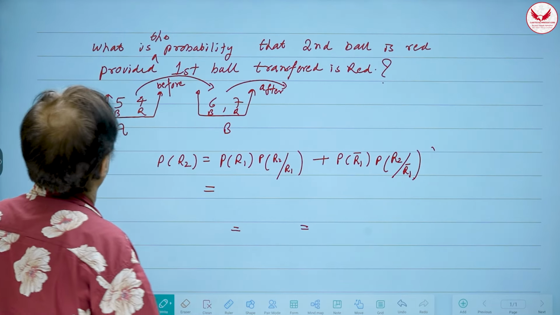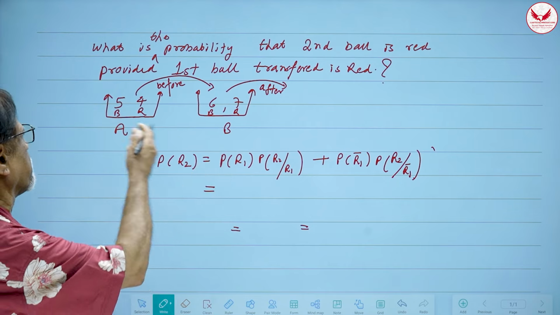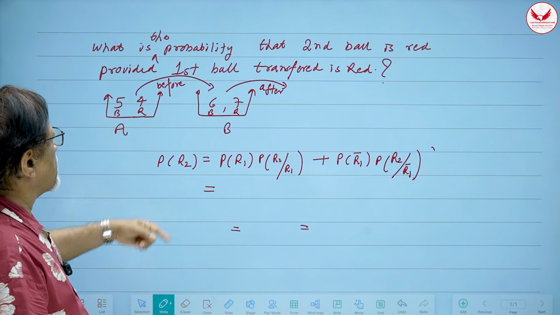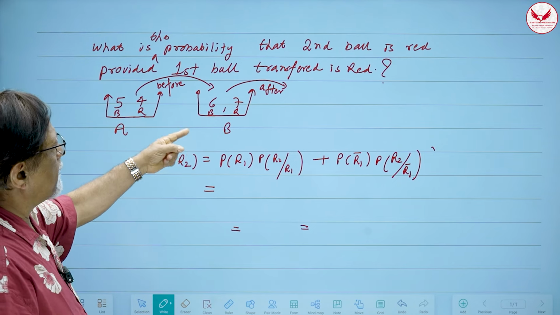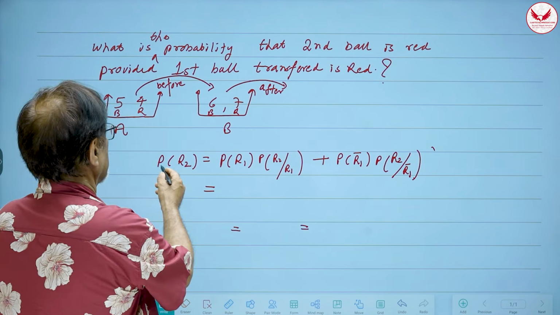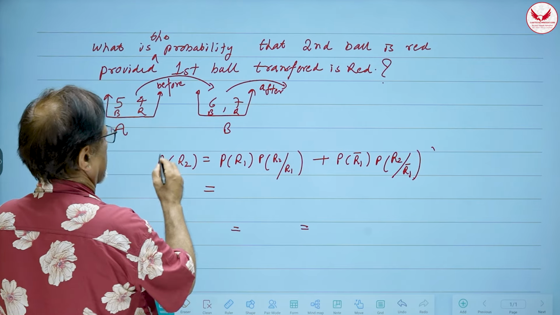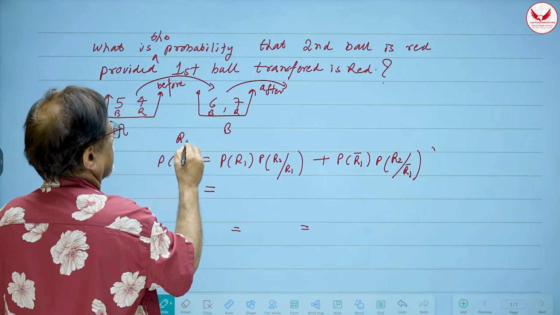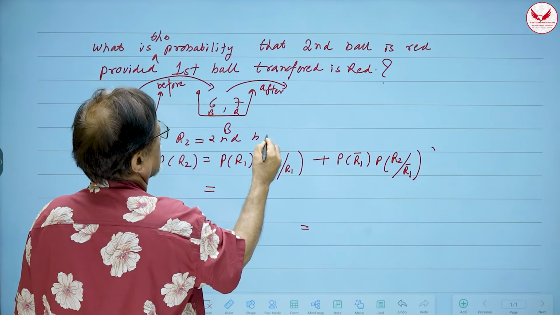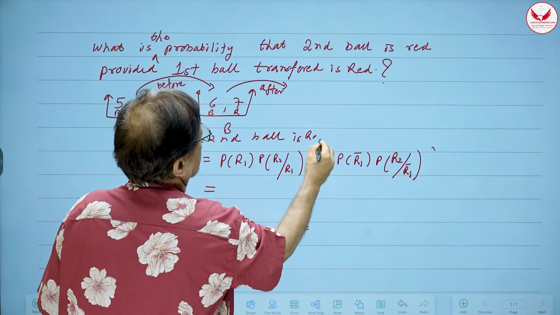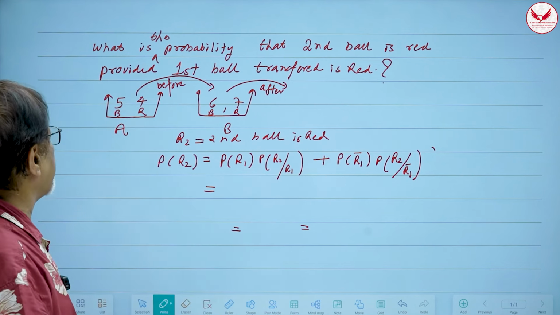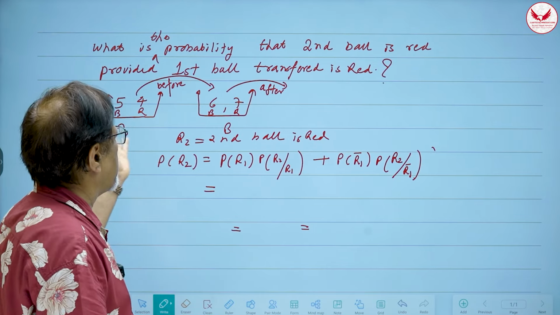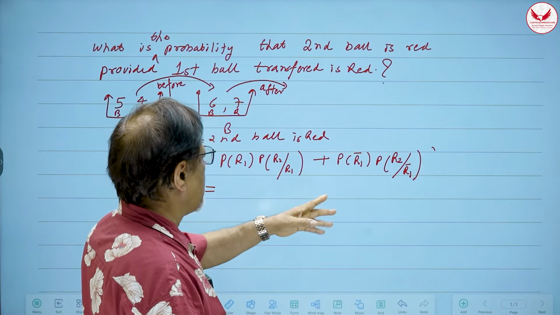Going back to the same problem again, what is the probability that the second ball is red provided the first ball transferred is red? We want to find out the probability of the second ball to be red. Now, probability of R2. So what is R2? Let me make you understand what R2 is. R2 means the second ball is red. But before the second ball is red, something has happened. The first ball was transferred, right? Now it may be R1, that means it may be red, or it may be black, right? So black means not red, right?